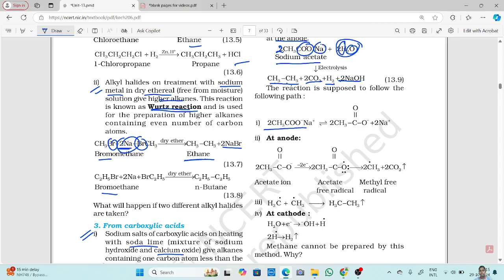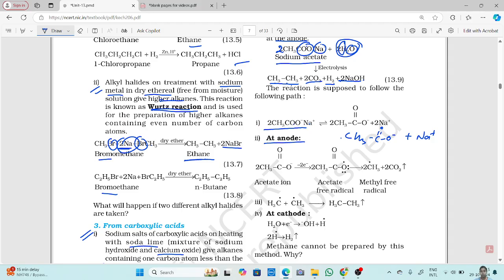Okay, so it is like this. CH3COONa, you can write it as CH3C double bond O single bond O minus plus Na plus. Okay, this is how it is split. If you split it, this is how it will look.